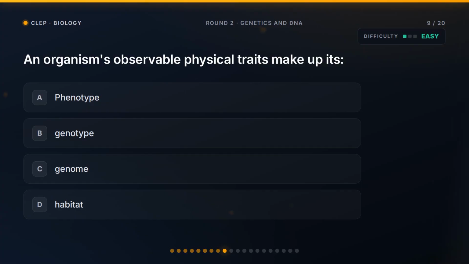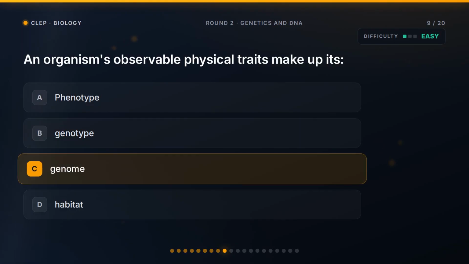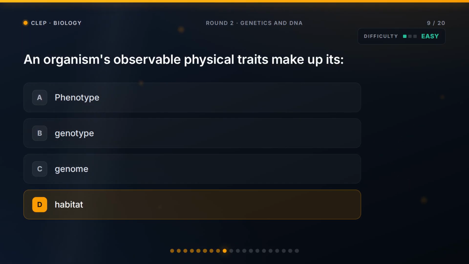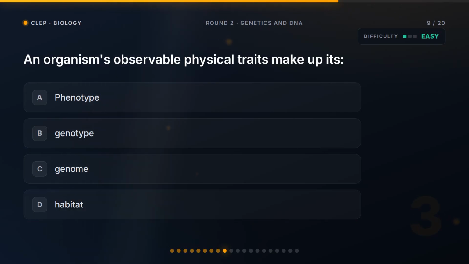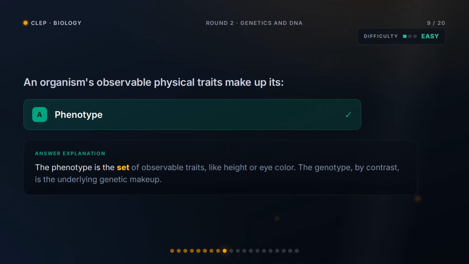Question 9. An organism's observable physical traits make up its A. Phenotype. B. Genotype. C. Genome. D. Habitat. The answer is A. Phenotype. The phenotype is the set of observable traits like height or eye color. The genotype, by contrast, is the underlying genetic makeup.